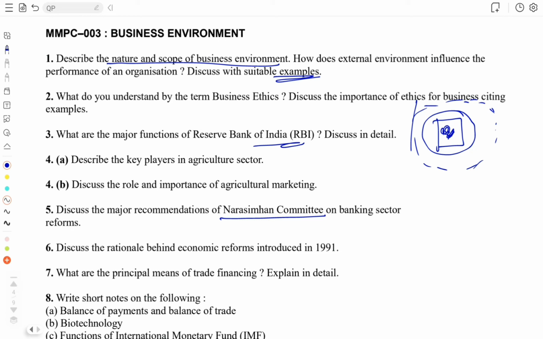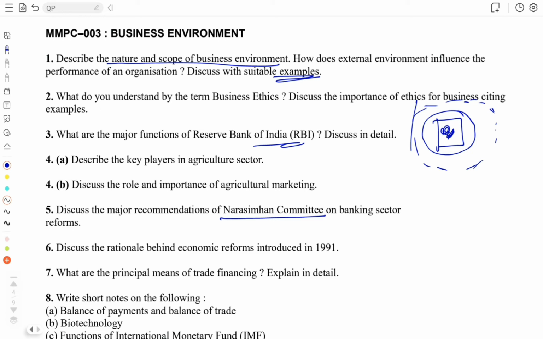So depending upon whatever degree they have done and depending upon the type of exam they have written, the reason why that has come up is because of this Narasimham committee reforms. Okay, so that is some of the major recommendations of our Narasimham committee.